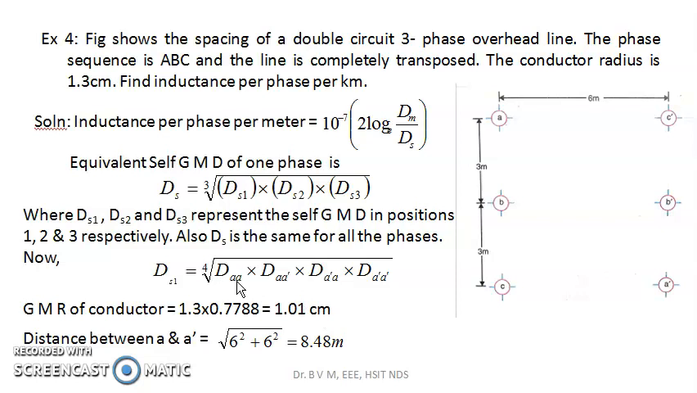Now, what is the distance daa dash? If you draw a line, it will be a hypotenuse of a triangle like this. So daa dash is given by under root 6 square plus 6 square. How much will you get? 8.48 meters.